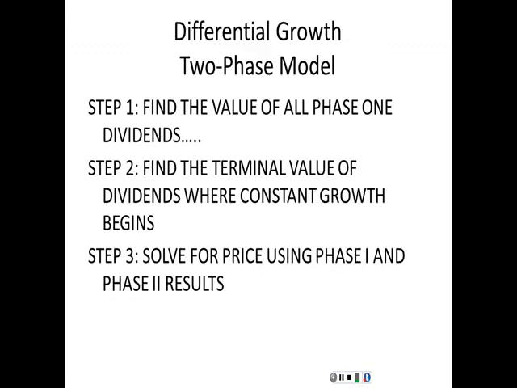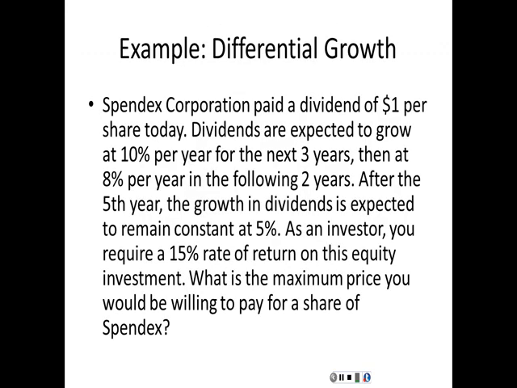So let's just summarize the steps. So step one, find all these phase one dividends. Now this is where we have non-constant growth in dividends. Step two, we find the value of all dividends beyond the end of phase one. So in other words, we let that final dividend start growing at a constant rate. And then finally, stage three, we add up our two present values and get a price of the stock. So hit pause and read the following example.